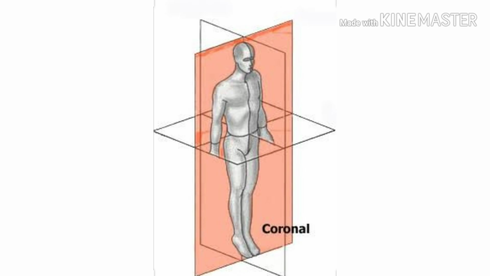These are imaginary vertical planes passing through the body at right angles to the median plane, dividing it into anterior or front and posterior or back portions. These planes are named after the coronal suture of the skull which lies in the coronal plane.